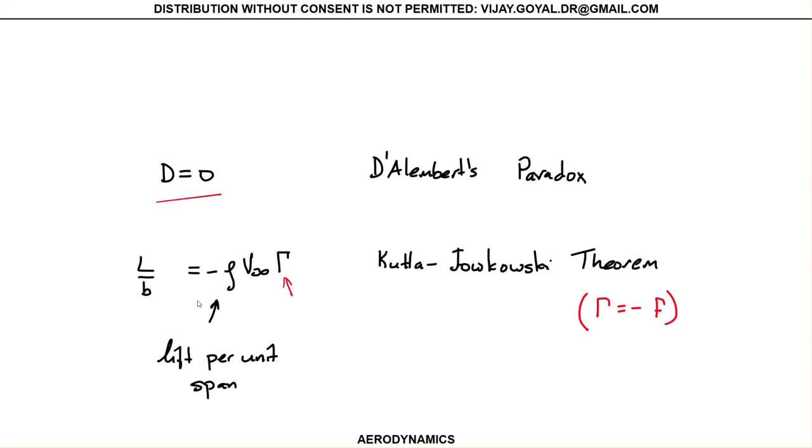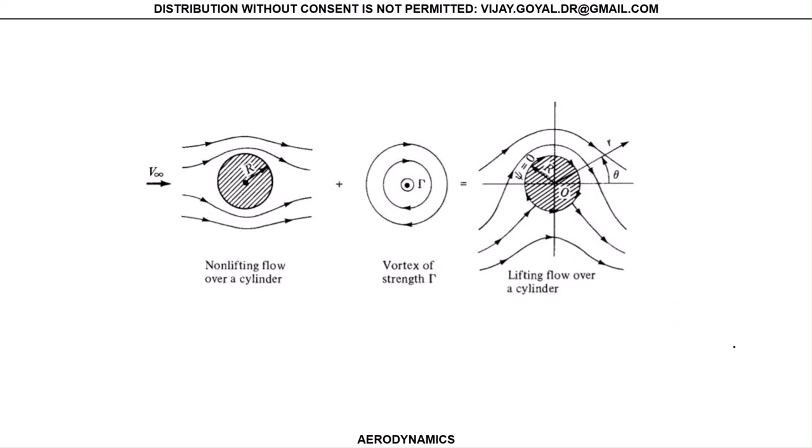Okay. So basically what we have done is take a non-lifting flow over a cylinder, add the vortex, and we can see what happens to the lifting flow over a cylinder. And this problem will give me a value of lift, and it's going to give a value of drag, and drag will be 0, and lift will be an expression given by this quantity right there, minus rho v infinite times gamma. Okay, so this is the conclusion of the flow around the cylinder with circulation. Now we're going to do 2 examples.